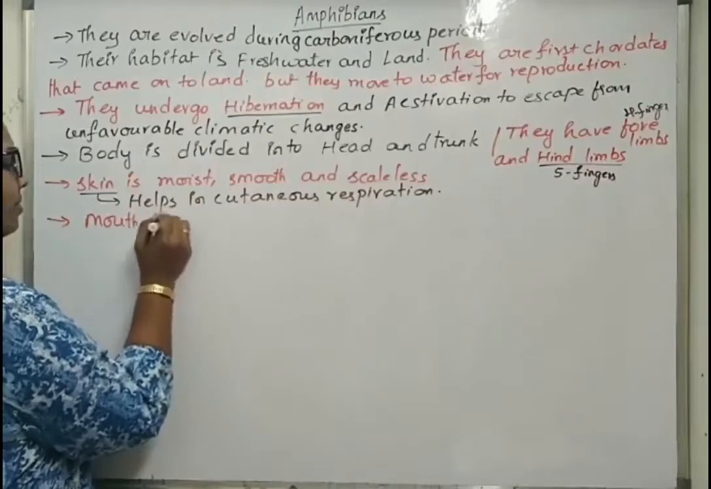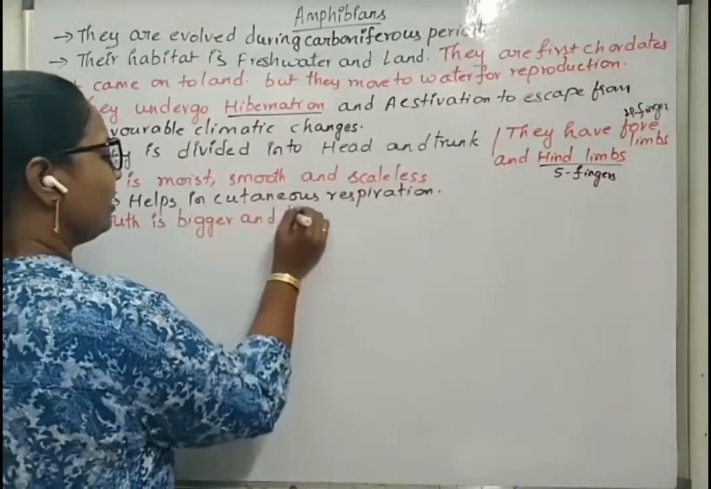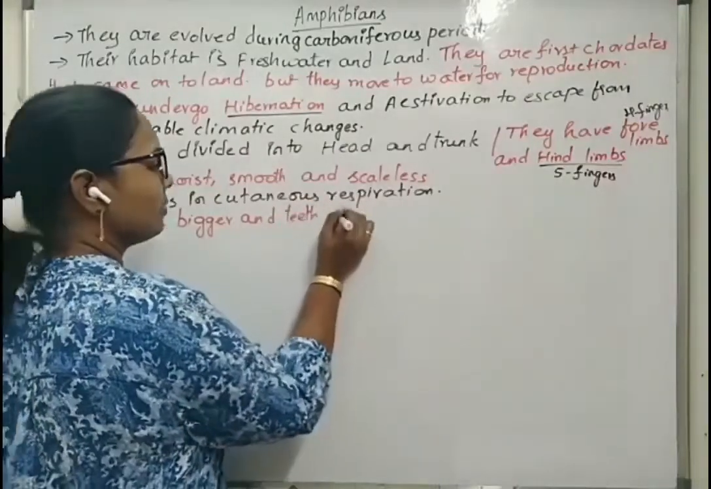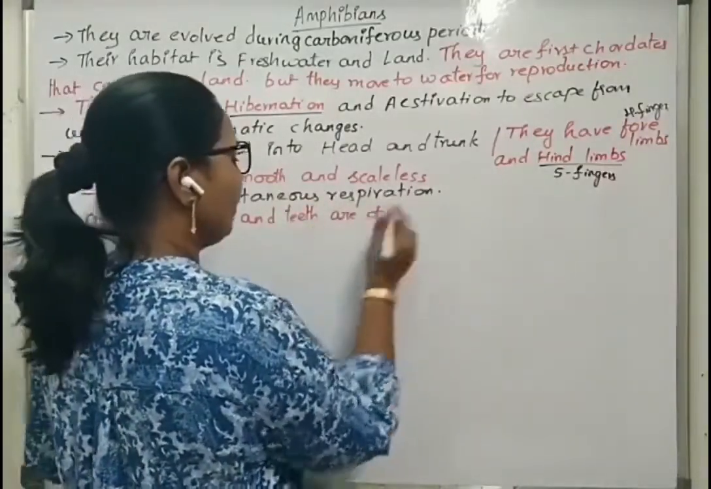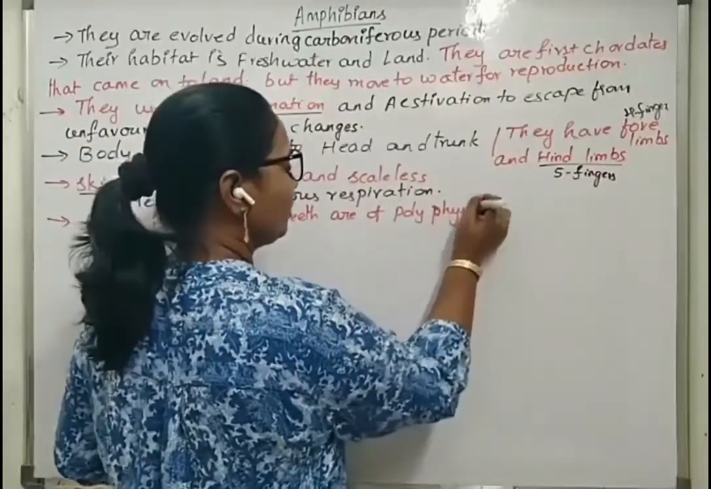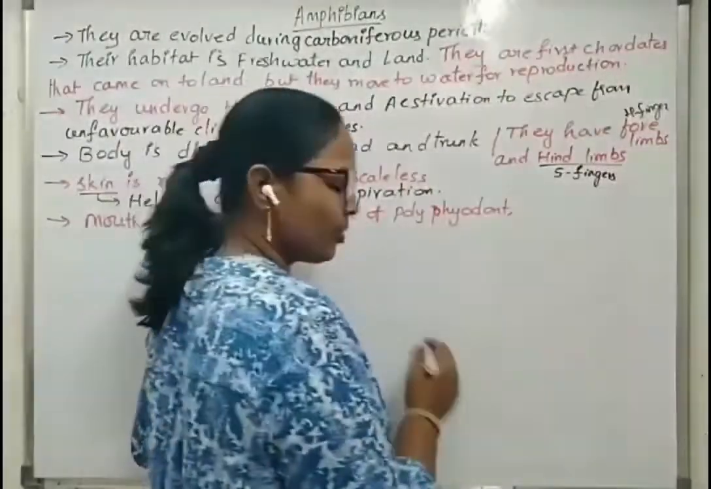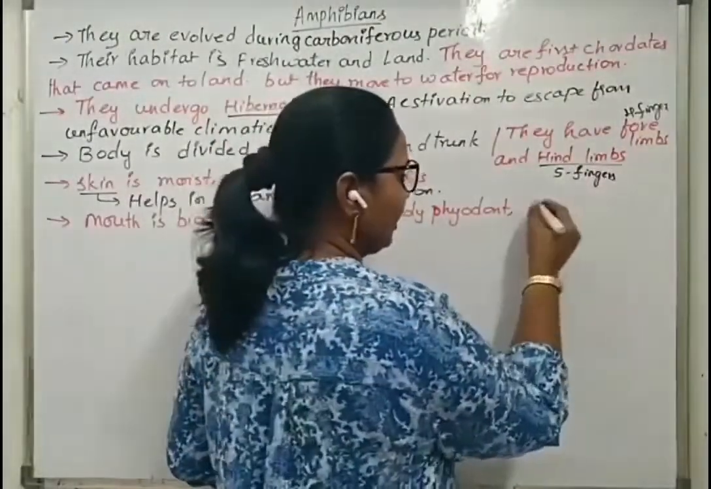Mouth is bigger and teeth are polyphyodont. Next, all teeth are of the same type, so they are called homodont type of teeth.